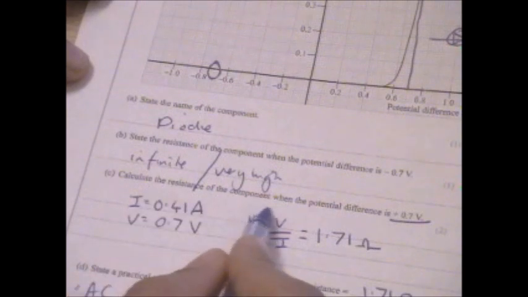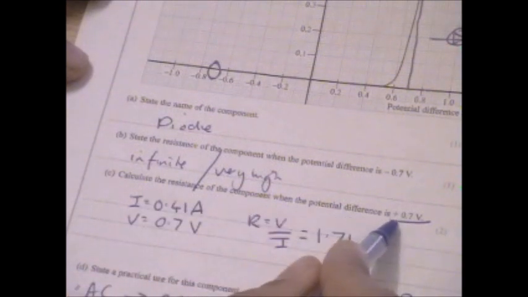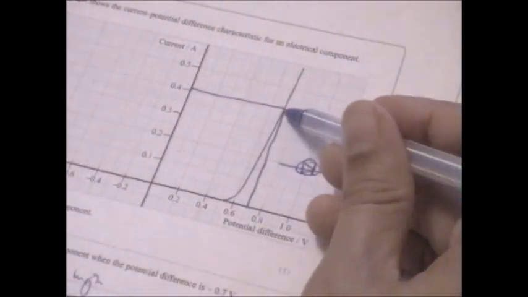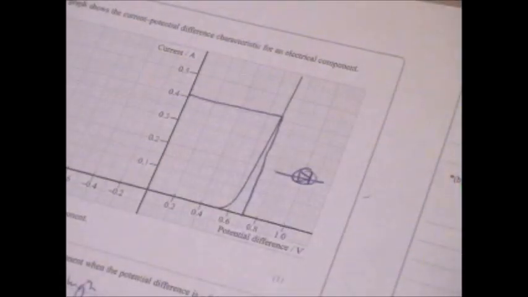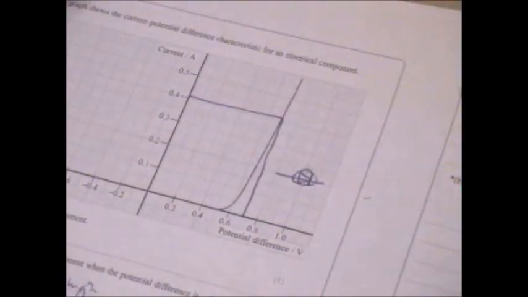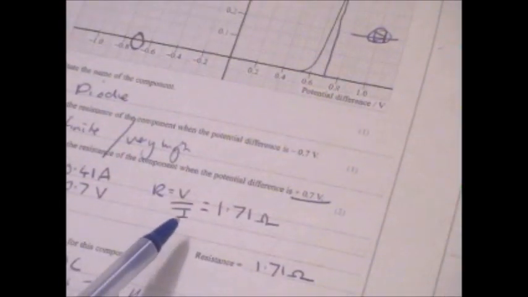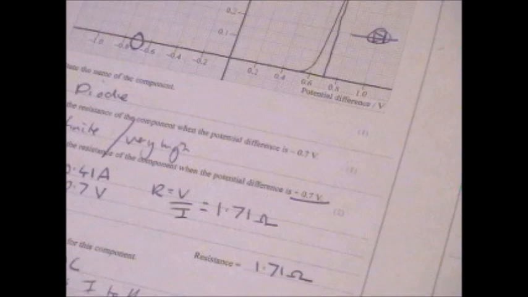Calculate the resistance of the component when the potential difference is plus 0.7 volts. You go up from plus 0.7. You can see that's at about 0.4 or 0.41. That's the current that you've got there. So they have a range of 0.4 to 0.3 in the mark scheme. So when you whack that through, R equals V over I, you end up with 1.71 ohms as your resistance.